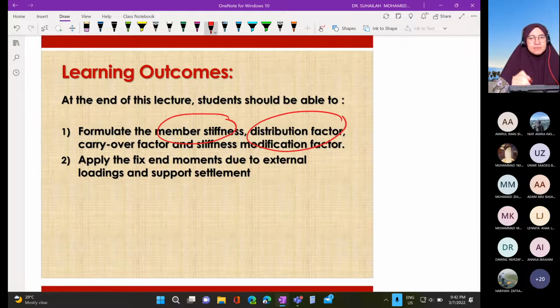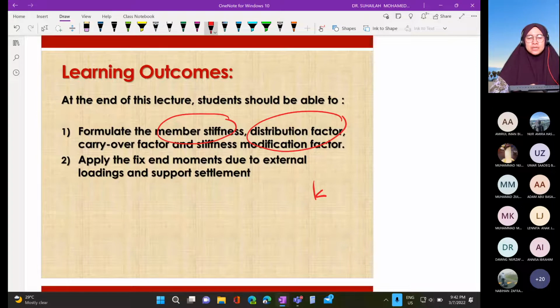Member stiffness, the symbol is K, but it is no longer the stiffness matrix method. The K that we calculate under the moment distribution method is a single value, a K for each element. It will be K for member AB, K for member BC, and so on. A single value using a simple formula, with small letter k.